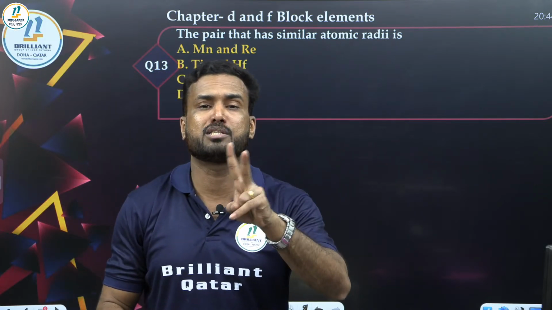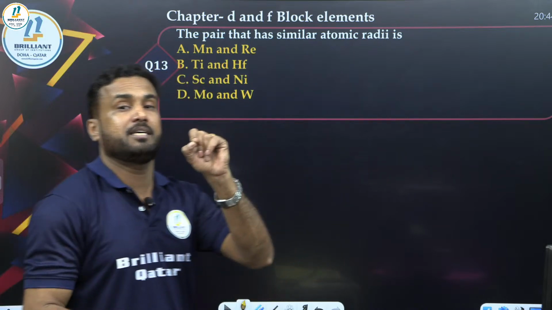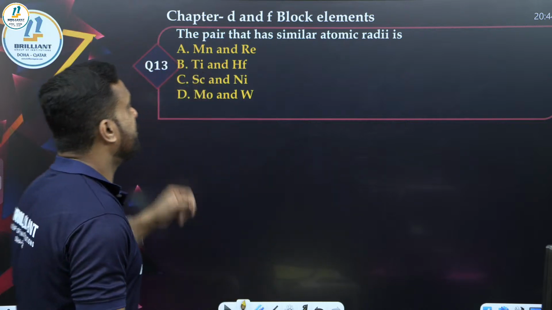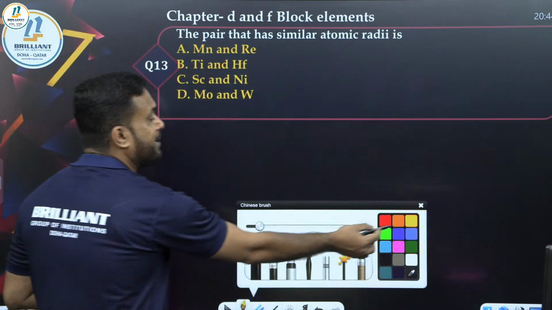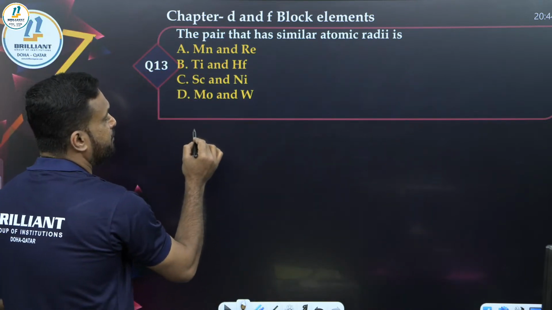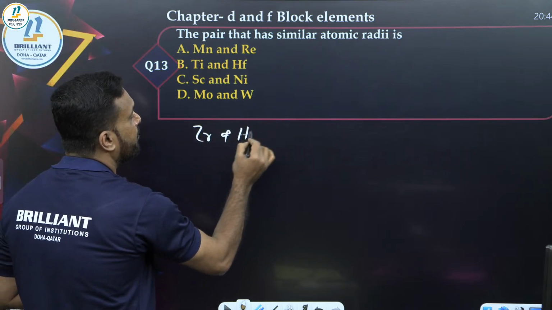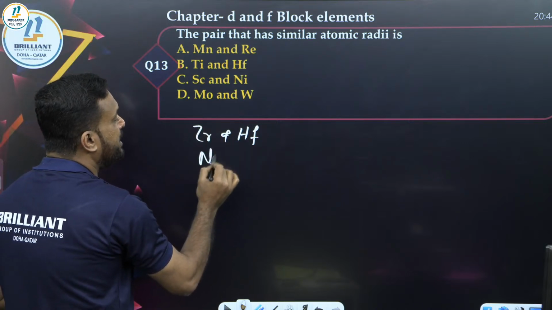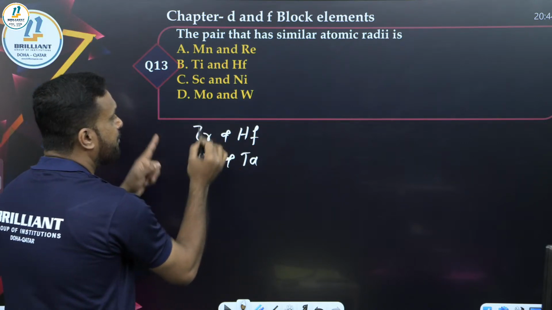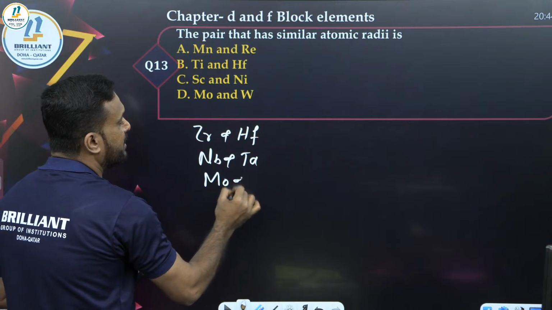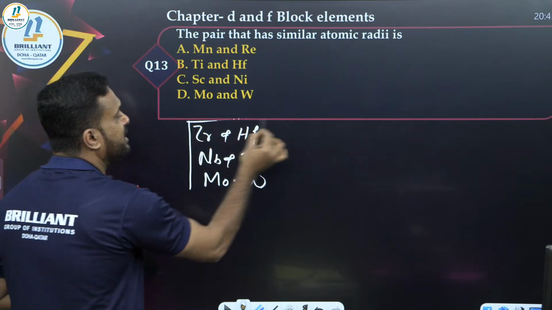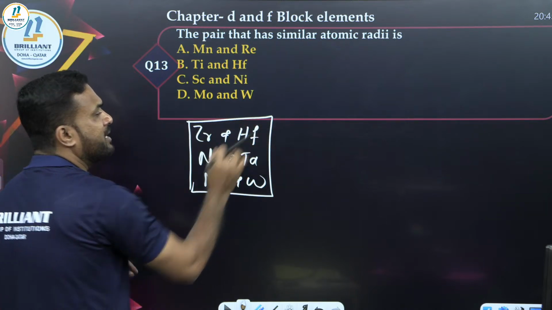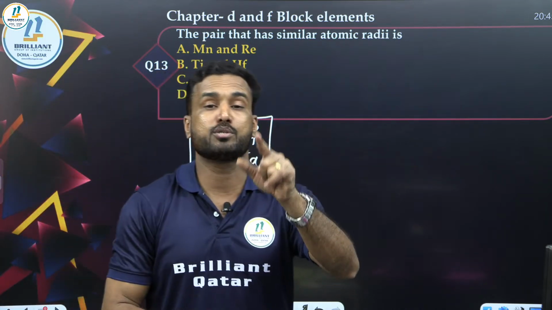Lanthanide contraction has two consequences. The first one is similar atomic radii of 4d and 5d series. Three examples are given in the textbook. First one is zirconium and hafnium; zirconium just above hafnium has a similar size. After that, niobium and tantalum, Nb and Ta. After that, molybdenum and tungsten, Mo and W. Always keep this in mind. These six have similar atomic radii and almost the same properties because of lanthanide contraction.